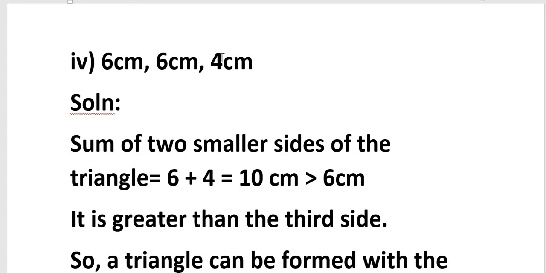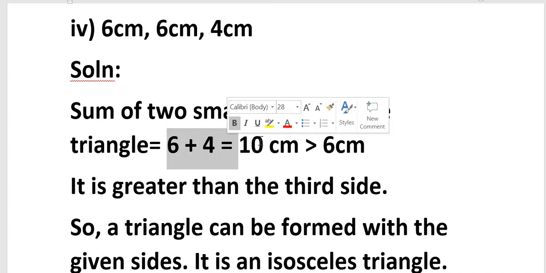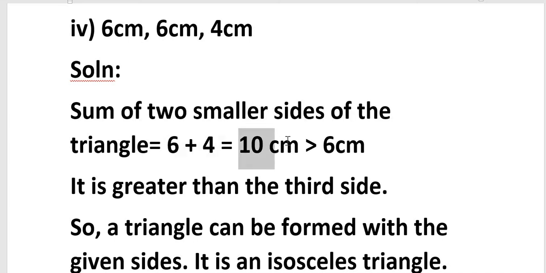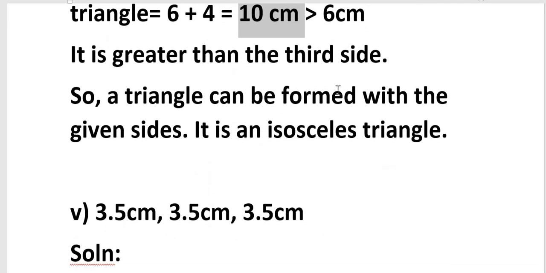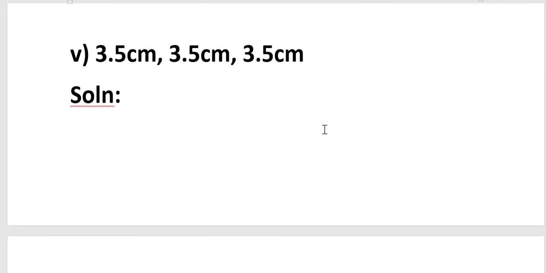Next problem, 6 cm, 6 cm, 4 cm. Sum of two smaller sides of the triangle: 6 plus 4 is 10, which is greater than the third side 6 cm. So a triangle can be formed with the given sides. It is an isosceles triangle because two sides are equal.